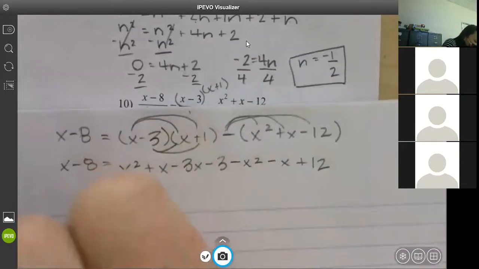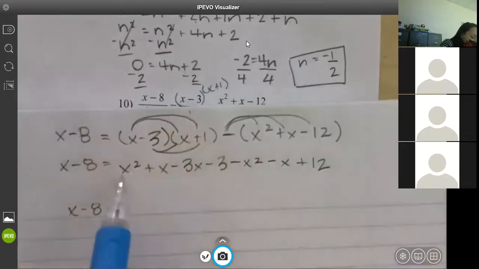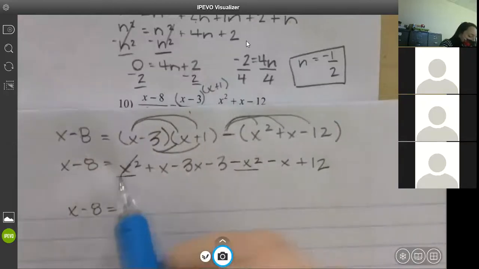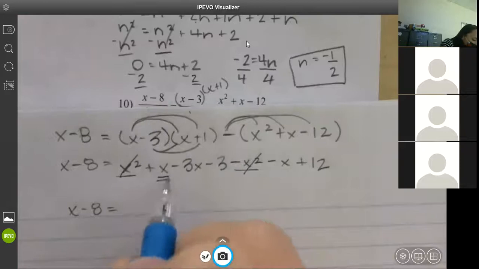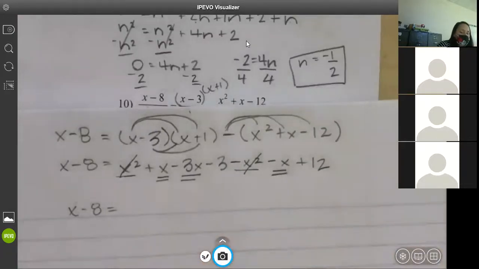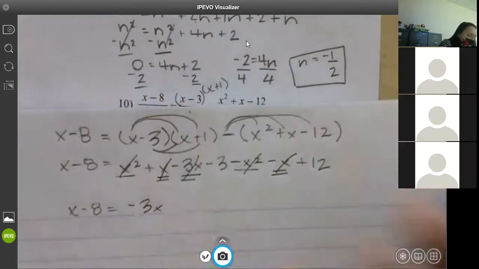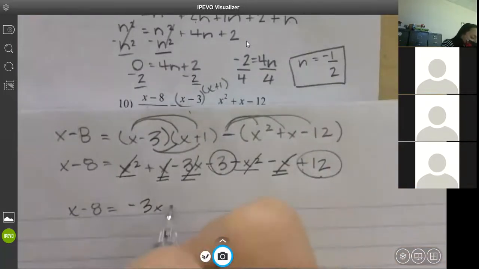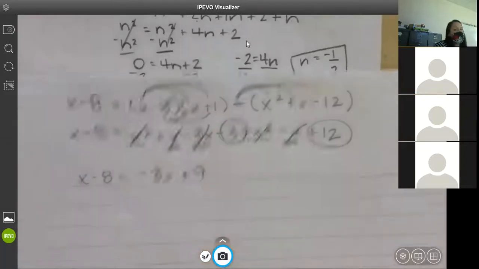Clean it up. I got x minus 8 equals. I have x squared minus x squared. What happens? I have x minus 3x minus x. When I add those together, what do I get? -3x. Your x's will cancel out, and then you had your -3x. I'm done with that. So what's left is -3 plus 12. What's -3 plus 12? 9. Positive 9. Now it's just a normal solving from here.